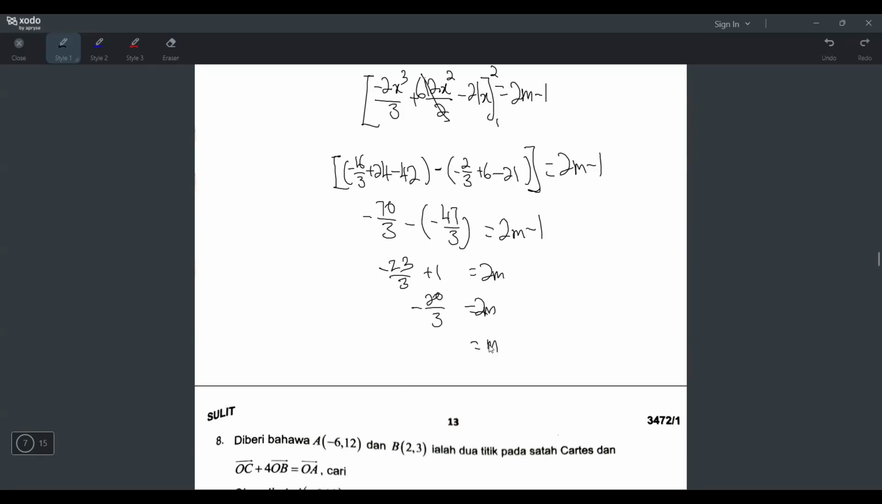And for my final step is pindah the 2 lah. So you have to take this divide 2. -20 over 3 divide 2, -10 over 3. This is your final answer. Okay, -10 over 3. Okay, that's all.